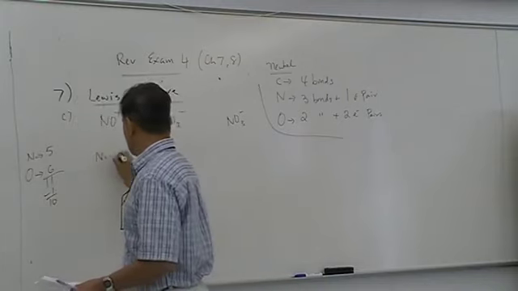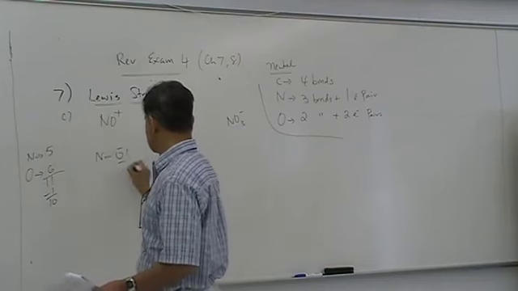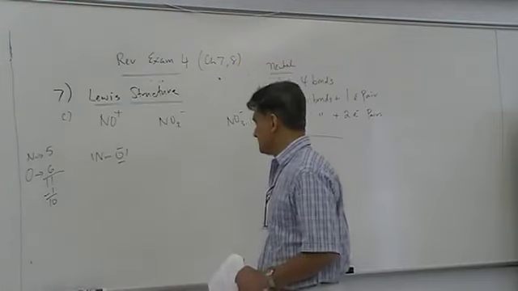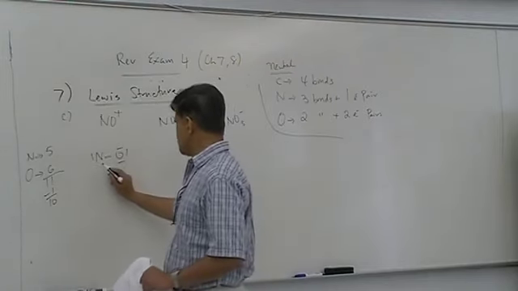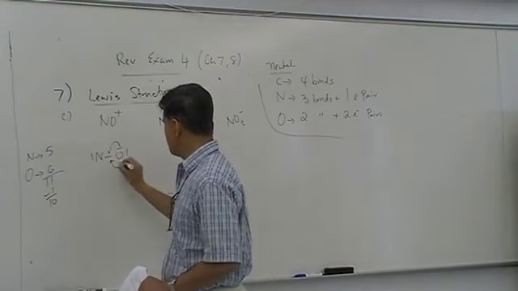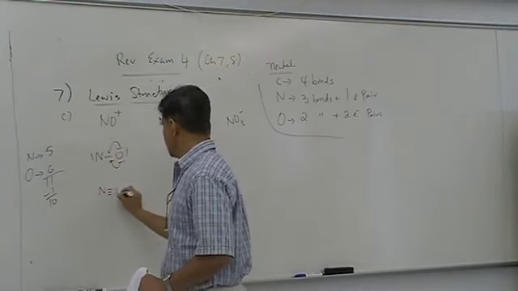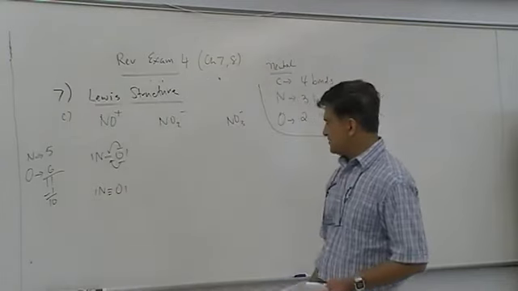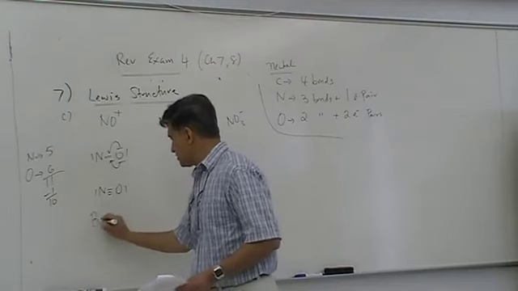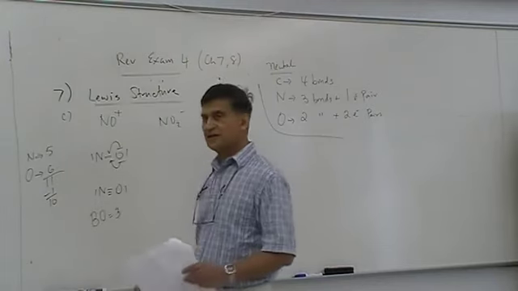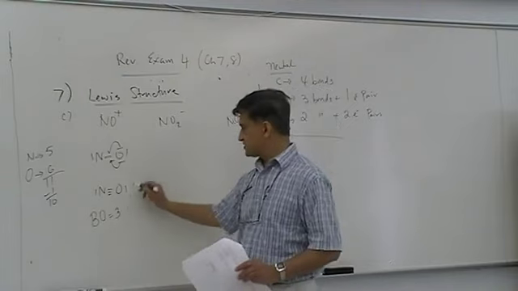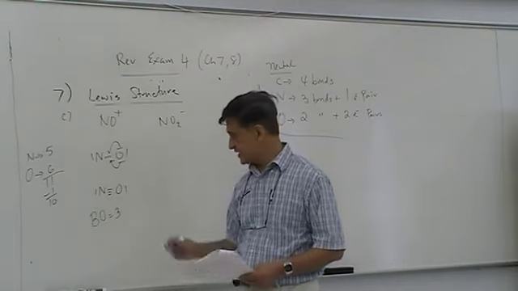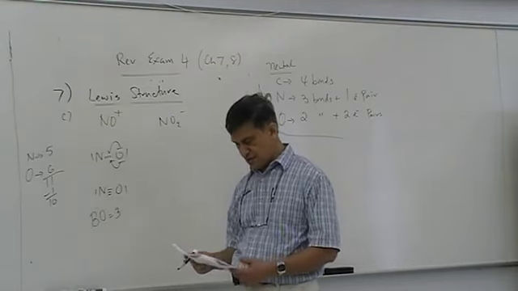So you'd have NO, give noble gas configuration to this oxygen, 8. Then I have 1 pair, that's 10. But this nitrogen doesn't have 8 electrons. So bring 1 pair from here, another pair from here. So you get NO plus. What kind of bond order do we have? Bond order is 3. Or what kind of bond type do we have? 3 means triple bond. 1 means single bond. So this has a triple bond between nitrogen and oxygen.